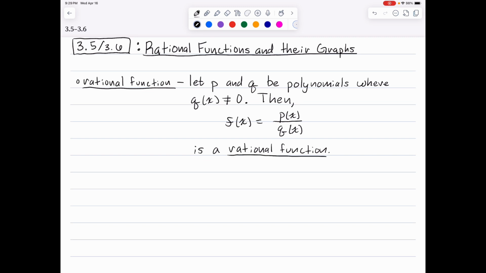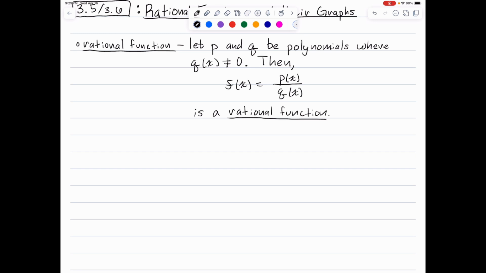So this means that rational functions are just functions that have polynomials in the numerator of a fraction and in the denominator of a fraction. And an important aspect is this Q doesn't equal 0 part. That will help us find our domain, which is going to be our first example here.